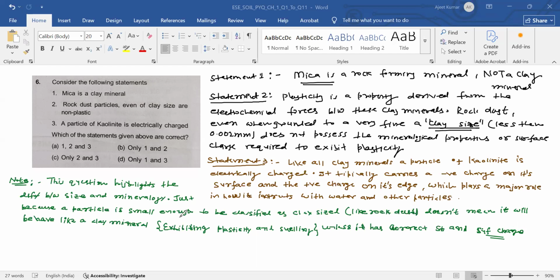So this question highlights the difference between size and mineralogy. Just because a particle is small enough to be classified as clay sized, like rock dust, doesn't mean it will behave like a clay mineral, exhibiting plasticity and swelling, unless it has correct chemical structure and surface charge.